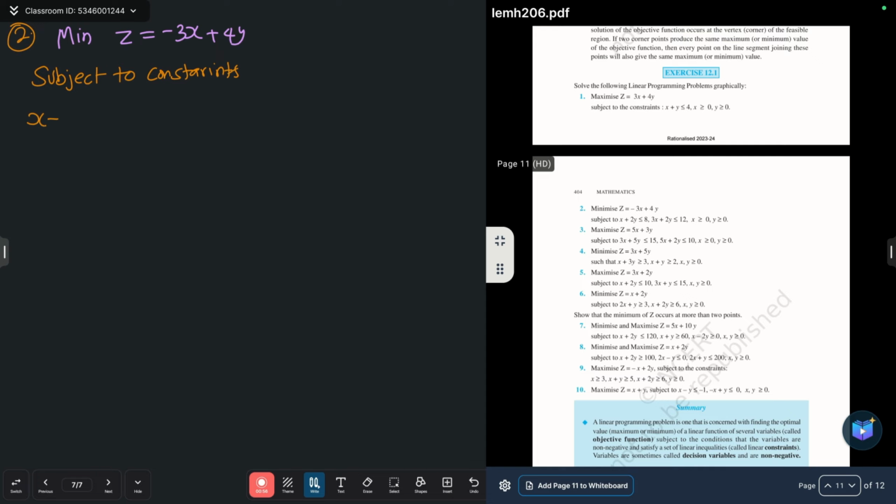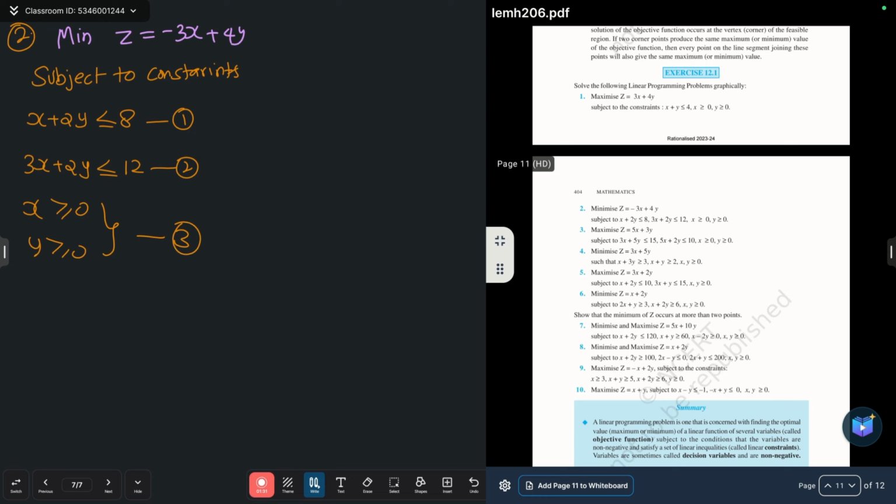x plus 2y ≤ 8. Okay, constraint number 1. Second constraint: 3x plus 2y less or equal to 12. Third constraint, a non-negative constraint: x greater or equal to 0, y greater or equal to 0.